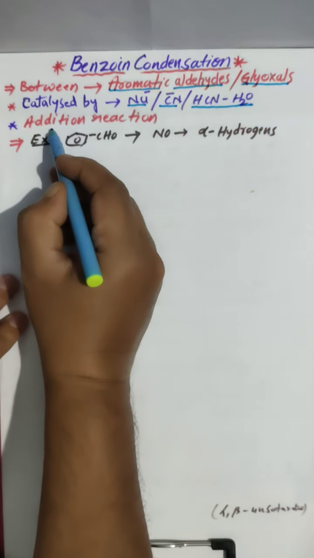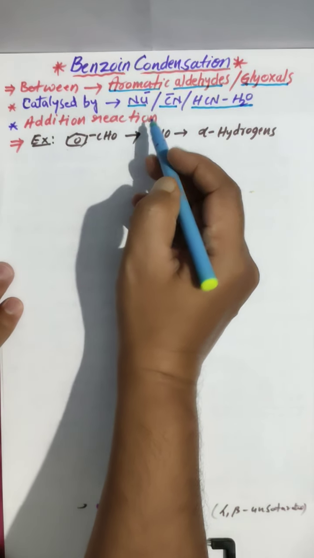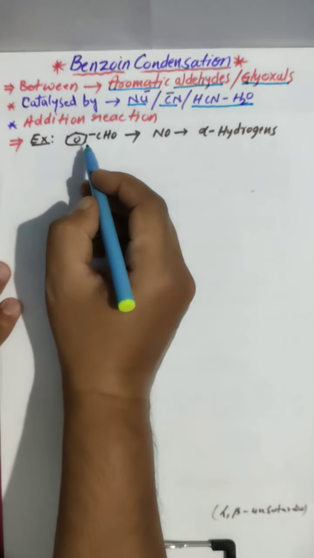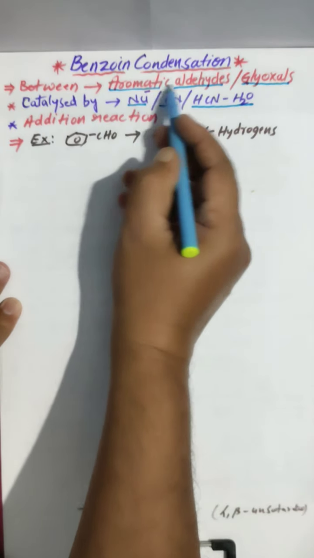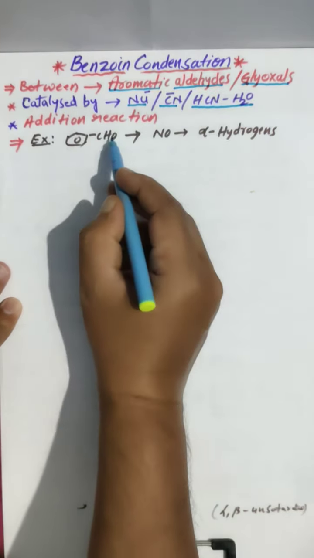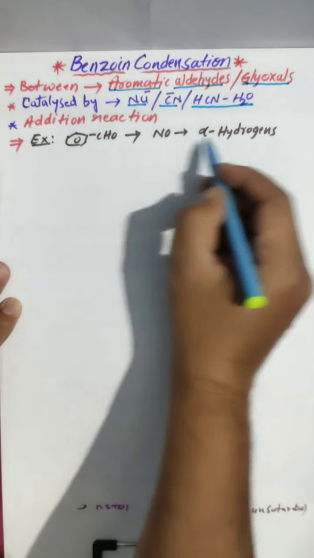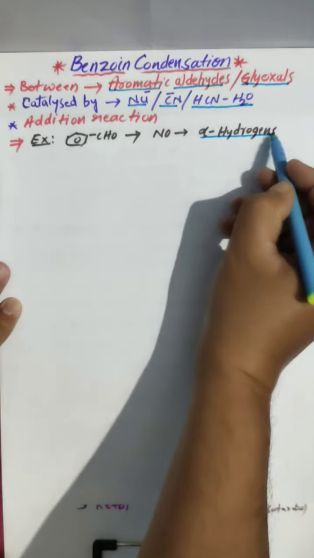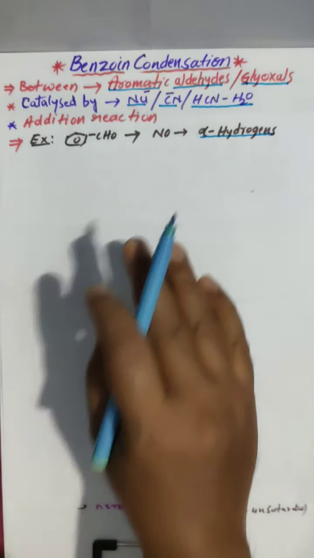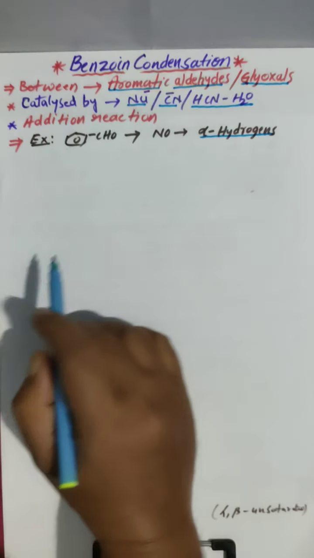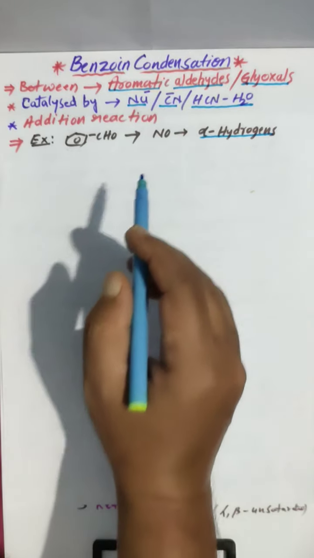It is an addition reaction. Why? Because we are adding. For example, I am taking benzaldehyde because the reaction goes for aromatic aldehydes or glyoxal. You know very well, benzaldehyde doesn't have any alpha hydrogen. In aldol condensation and cross aldol condensation, we need at least one alpha hydrogen. Here, no need for any alpha hydrogen. That's the difference.